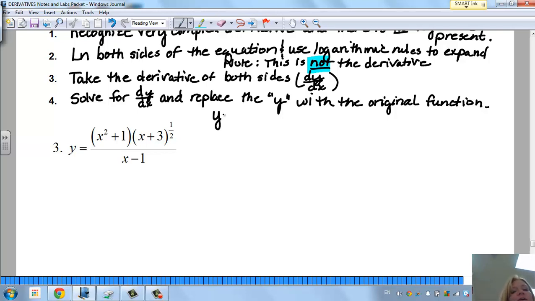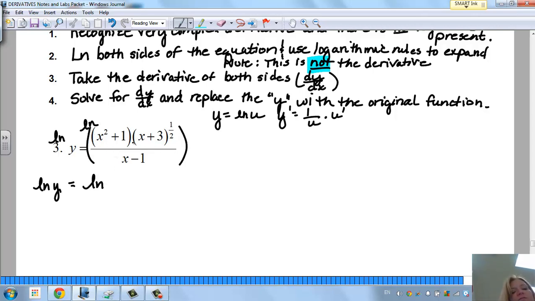Because you know the derivative, if y equals the natural log of u, y prime is 1 over u times u prime, which is probably one of the easiest derivatives there are. So, first of all, I'm going to natural log both sides of these. So if I natural log both sides, the left is going to be the natural log of y equals, and then I have the natural log. Now, inside this parentheses, I've got these multiplied so I can pull it apart with addition, and this I can subtract. So I can actually say it's the natural log of x squared plus 1 plus the natural log of (x plus 3) to the half minus the natural log of x minus 1.